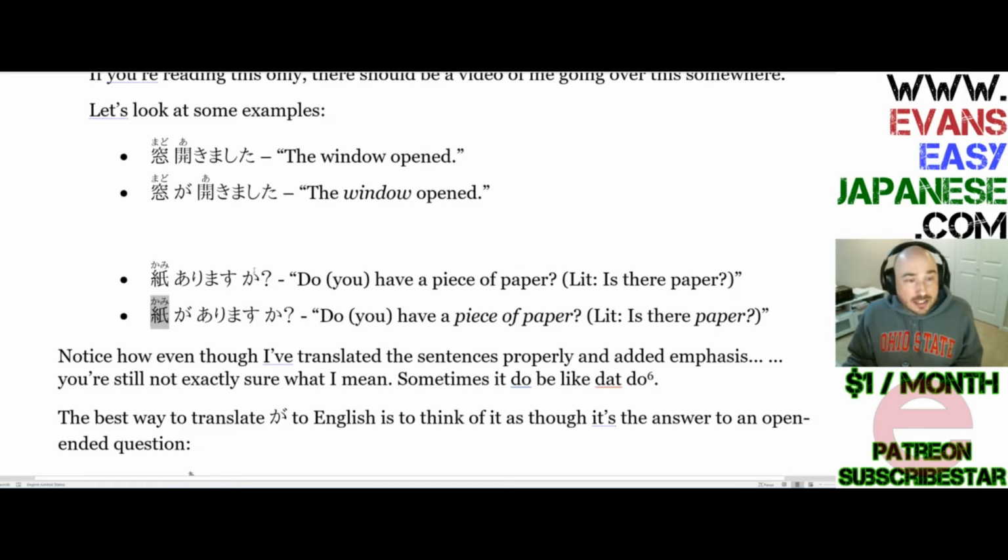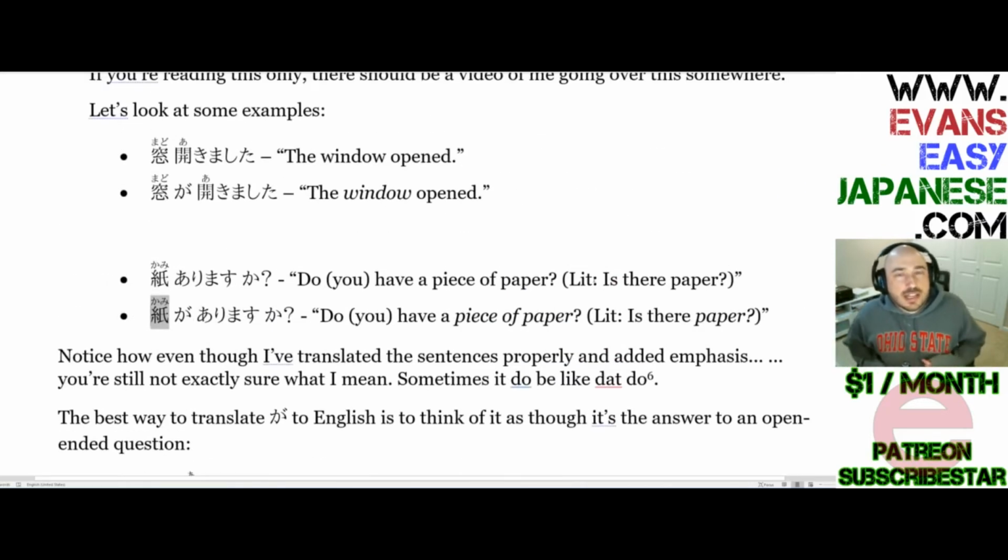Now, if we add ga to this, notice it's still a question. Kami ga arimasu ka? Do you have a piece of paper? A piece of paper, is that what you have? We're putting emphasis on the idea that we're looking for the paper. It's the paper that we're looking for. So we're saying a piece of paper, do you have it? I'm not talking about the Cheetos. I'm talking about the piece of paper.